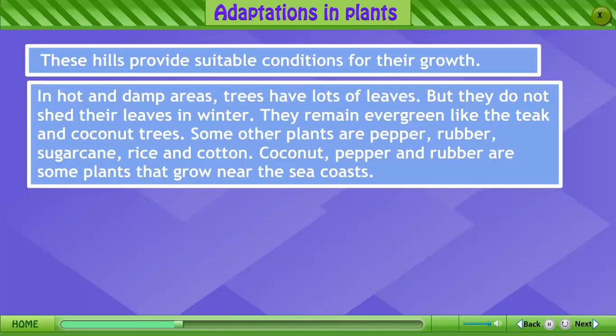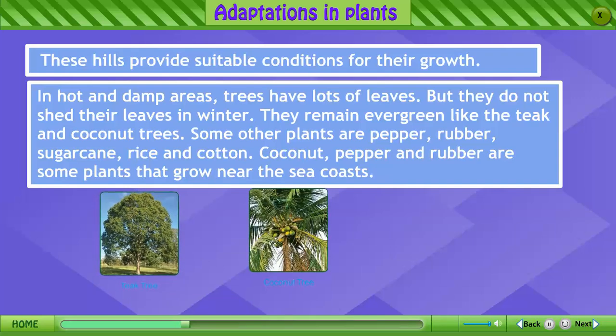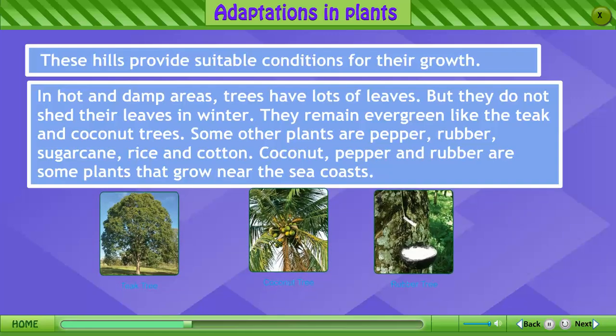In hot and damp areas, trees have lots of leaves, but they do not shed their leaves in winter. They remain evergreen like the teak and coconut trees. Some other plants are pepper, rubber, sugarcane, rice, and cotton. Coconut, pepper, and rubber are some plants that grow near the sea coast.